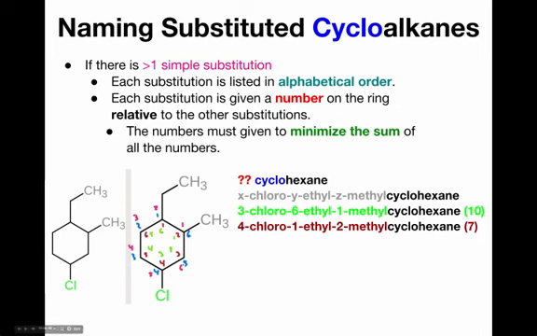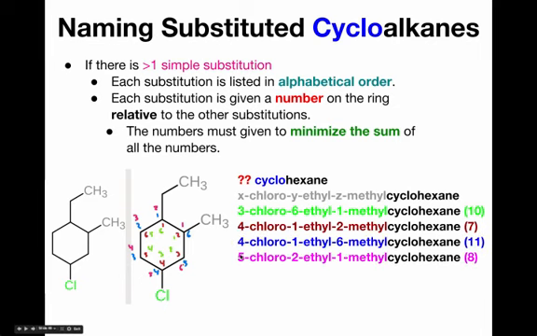So let's write out the possible names. Here are the 4 possible names using the numbering systems I've picked here. I've tested this more exhaustively, but it would be crazy to do every possible numbering system. In green, using the green numbers, the chlorine is on carbon number 3. If we use the green numbering system, the molecule would be called 3-chloro-6-ethyl-1-methylcyclohexane. If we add up the numbers, 3 plus 6 is 9, plus another 1 is 10. So in that name the numbers add up to 10.